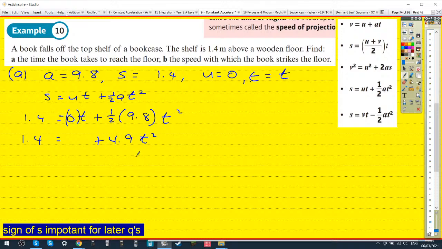Wouldn't there be anything on the left, like in between? There'd be 0. And then we can minus 1.4 on both sides. It's one way to do it. Or you can just divide by 4.9 on both sides, which is 2 over 7. So 2 over 7 equals t squared, and then you square root both sides.